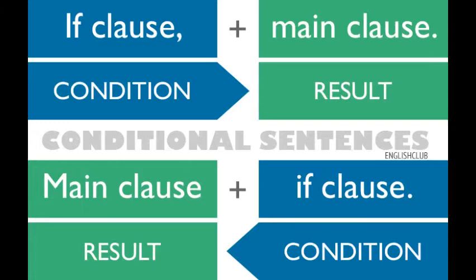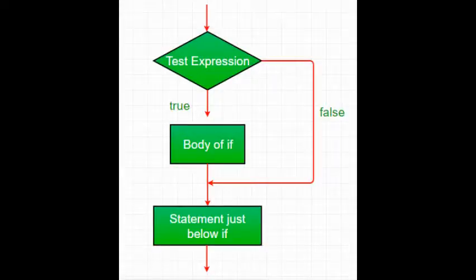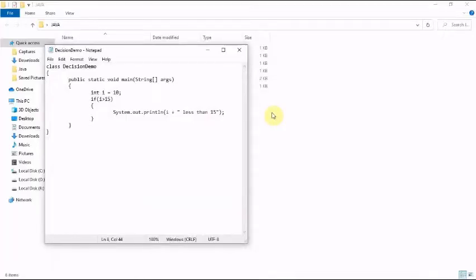Now, when you think of an if statement in real life, it's like: if this condition is satisfied, then execute this. The same way we'll be doing it in Java. If you look at the flow chart, you'll be able to get it. When this test expression is true, it'll go to the body of if. If it's false, it'll go to the statement just below if.